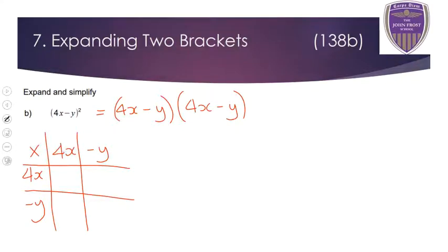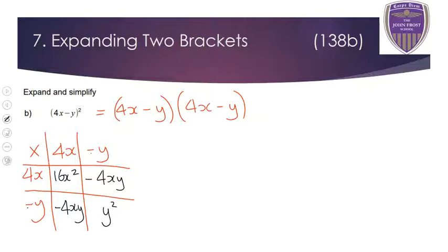And then we go for it in the same way. So 4x times 4x, 16x squared, 4x times minus y, minus 4xy, 4x times minus y, minus 4xy, minus y times minus y is y squared. Okay, not minus y squared, is it? Because a minus times a minus gives you a plus.